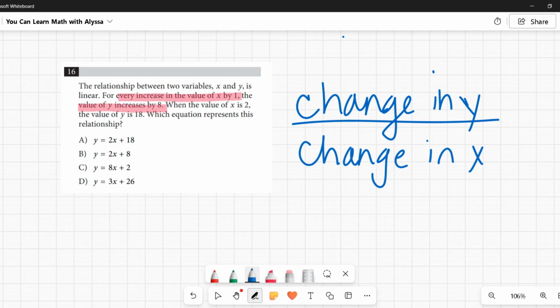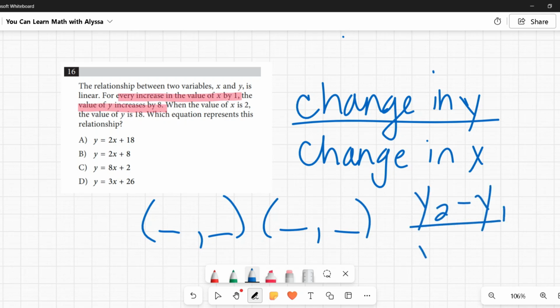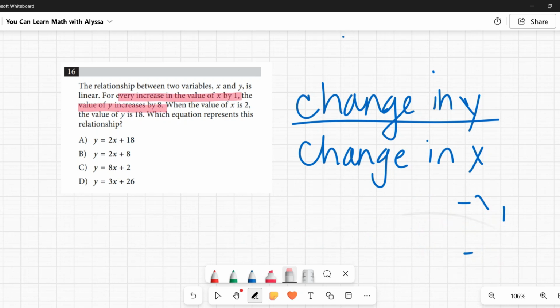If we're given two ordered pairs, x and y values, we take y2 minus y1 over x2 minus x1. That formula may look familiar to you. That's a very common thing we have to do, or we have to look at a graph and count out: if we have a line, we go, okay, it goes up this many, it runs that many. They've done all that for us.